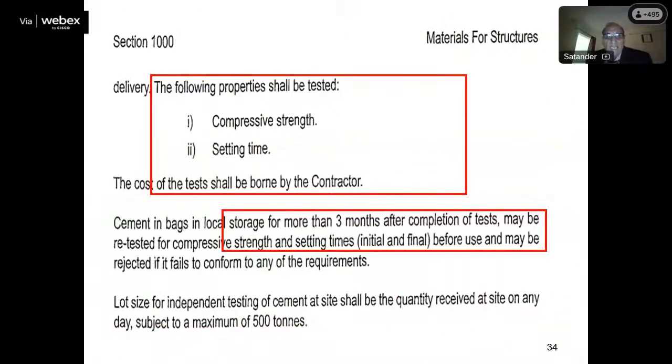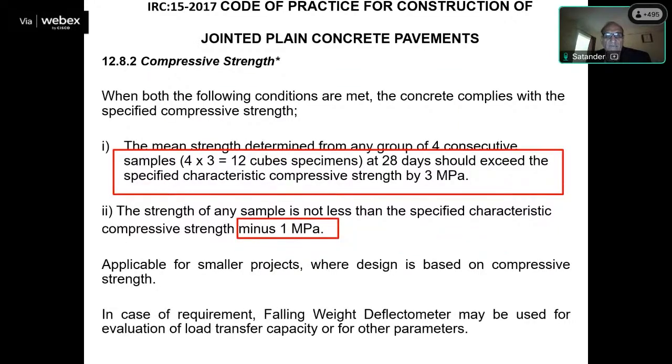Now, what are the tests as per MORTH we require for the bridges? Only two tests on cement. If a truck has come, find out the compressive strength and find out the setting time. MORTH Section 1000: any cement more than 3 months old is rejected. So please follow the instructions as given there.